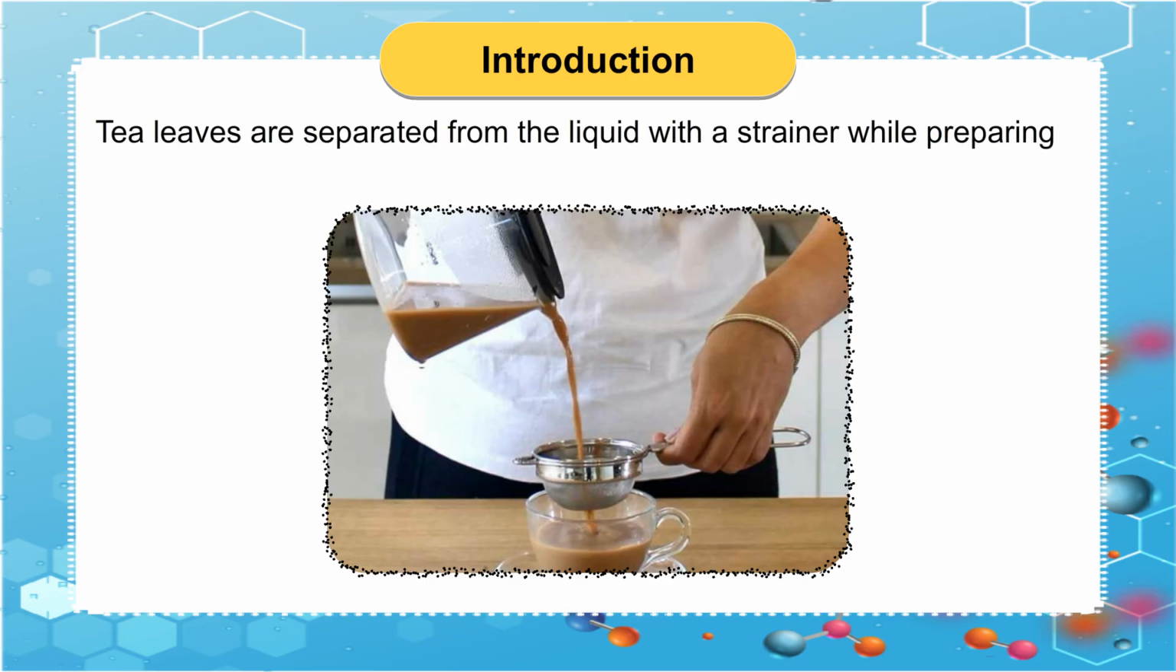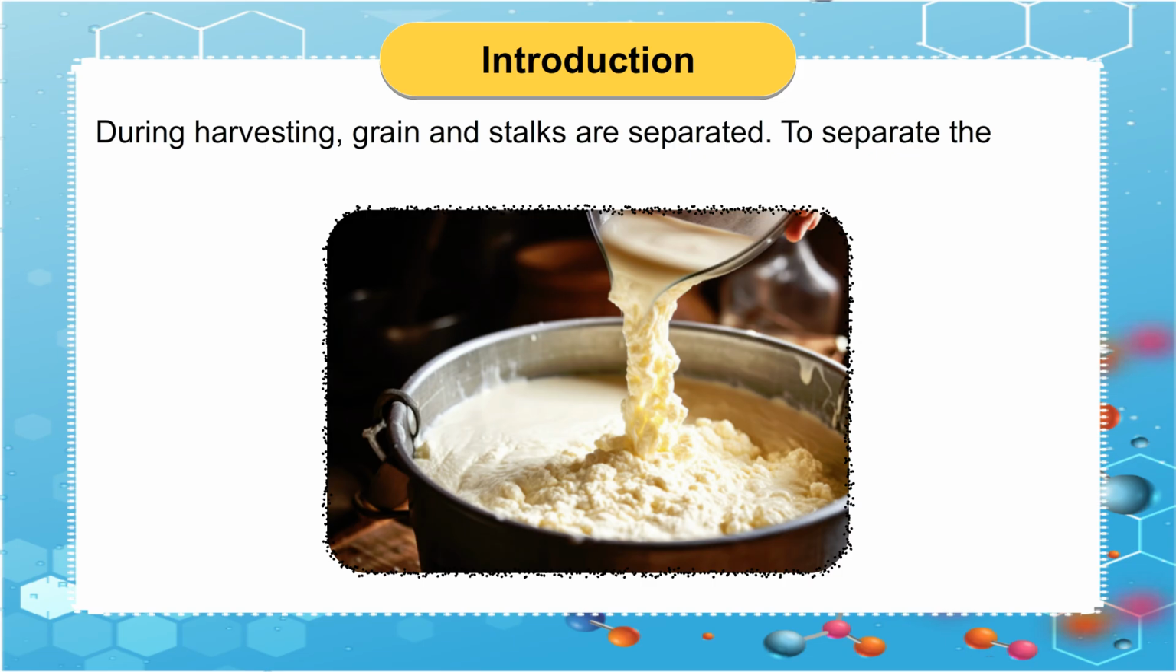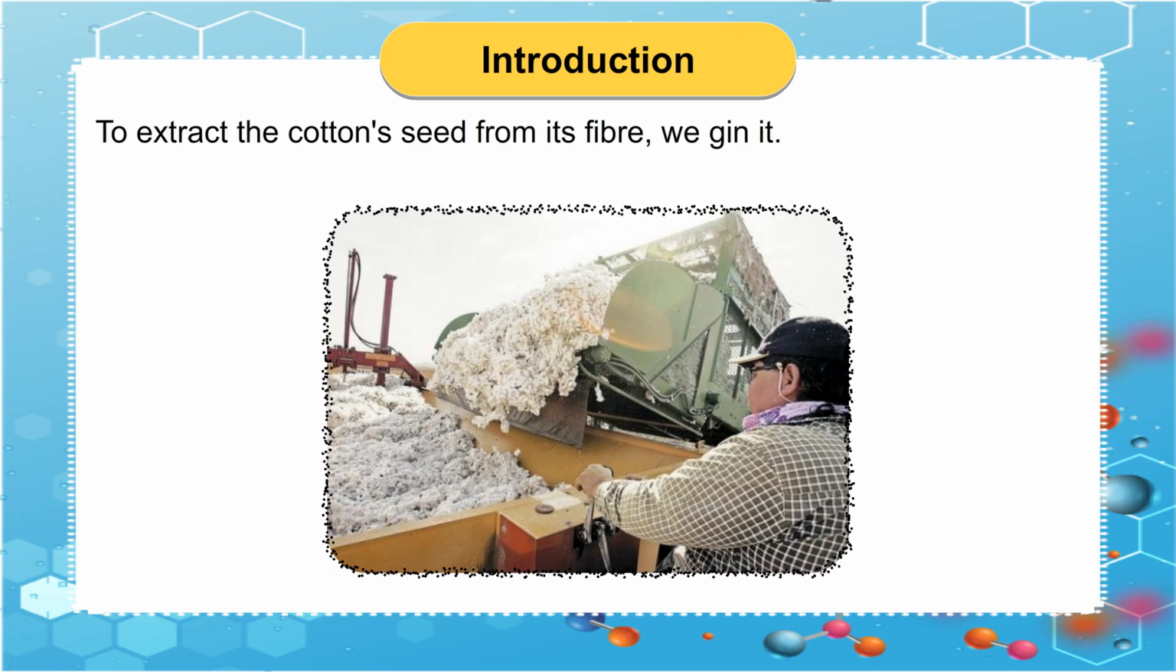Tea leaves are separated from the liquid with a strainer while preparing tea. During harvesting, grain and stalks are separated. To separate the butter, we churn milk or curd. To extract the cotton seeds from its fiber, we gin it.